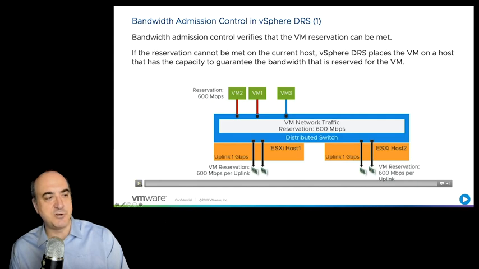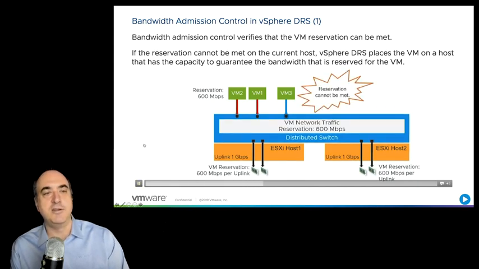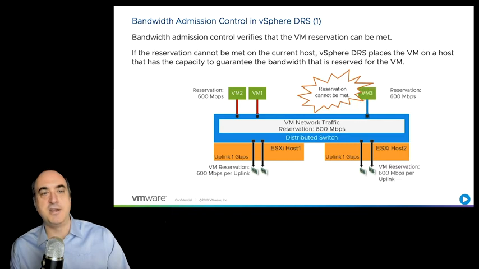In fact, the animation will show you what happens here. When a third VM is powered on, it will be placed on another host that can fulfill that 600 megabit reservation.